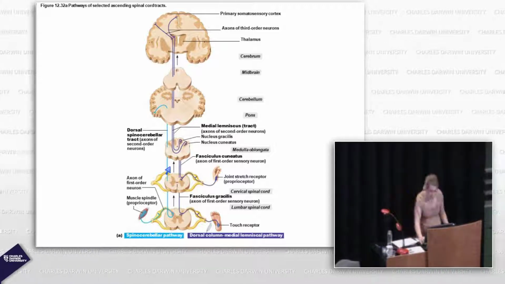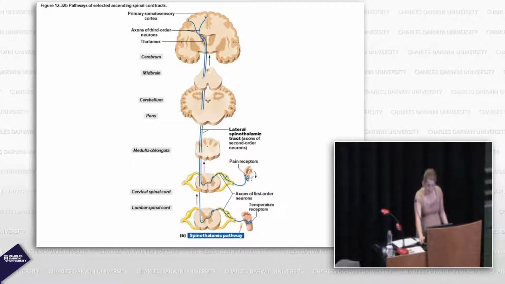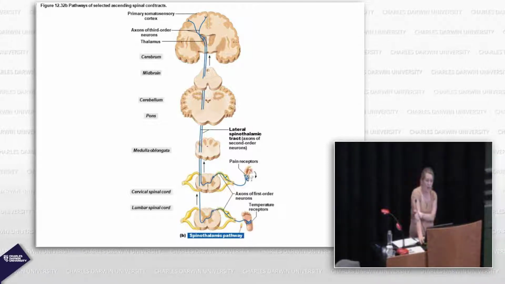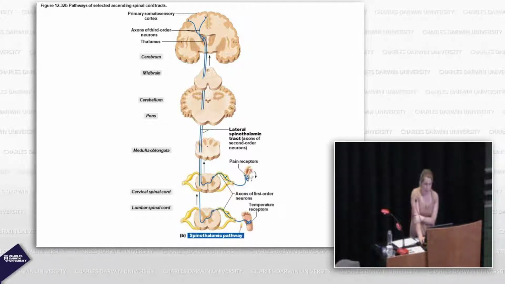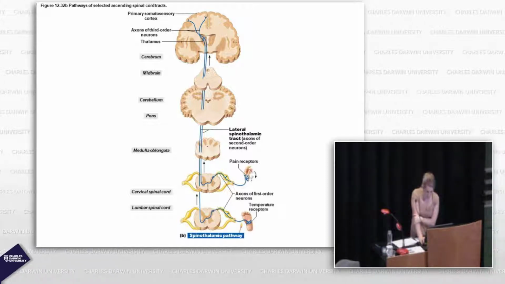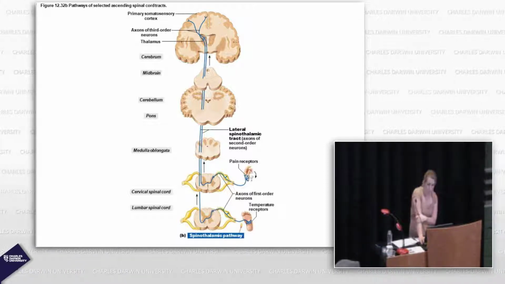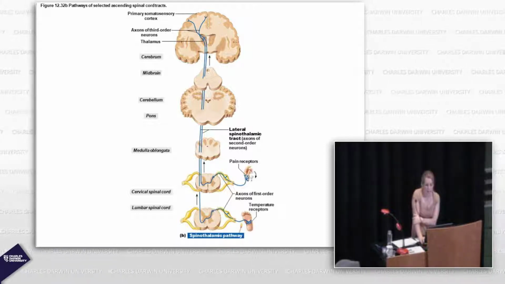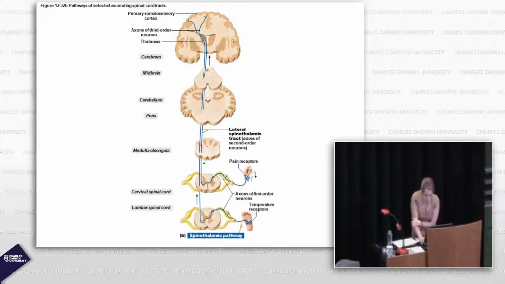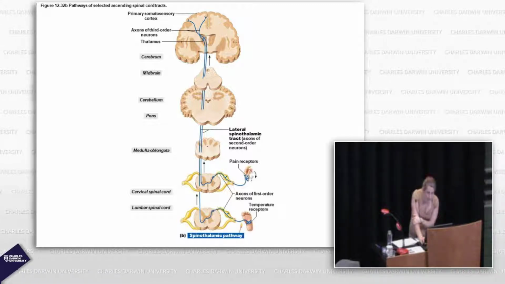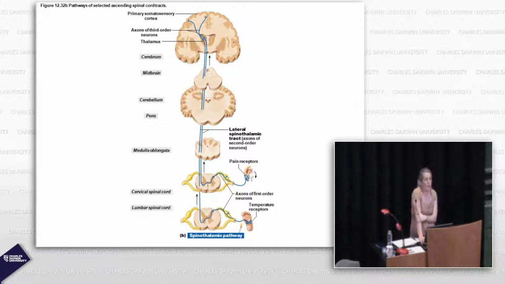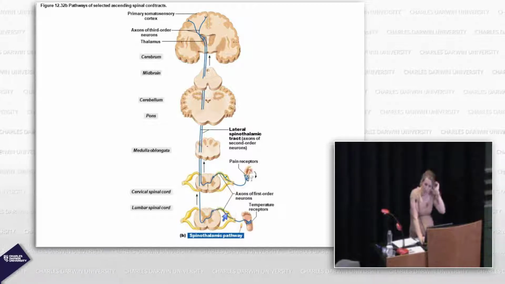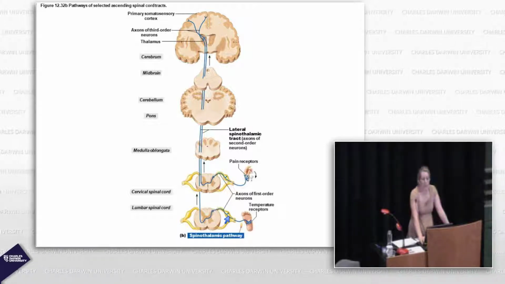Okay, so finally, this is the third pathway, the spinothalamic pathway. And this one, as I said before, temperature and pain are transmitted through this pathway. And same pretty much as the other ones that we were looking at, but with all three of the neurons. So we've got the cell bodies once again in the dorsal root ganglion, synapsing with the second order neuron in the dorsal horn of the spinal cord.